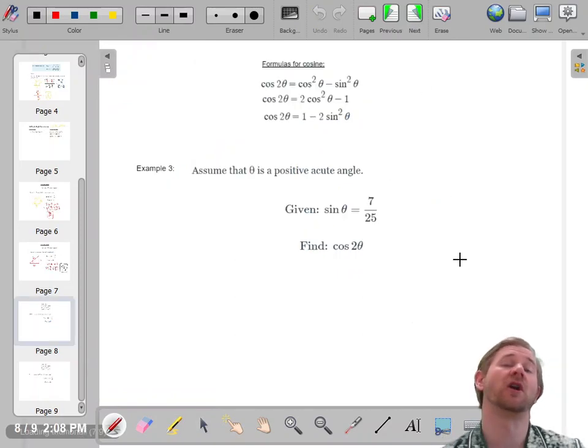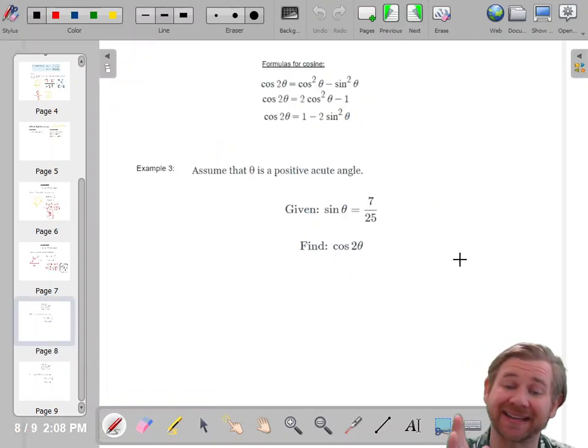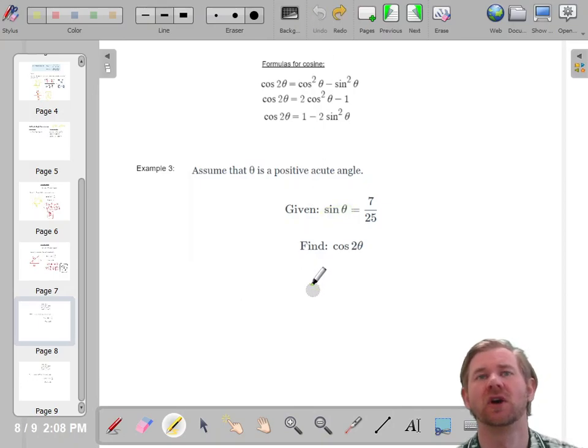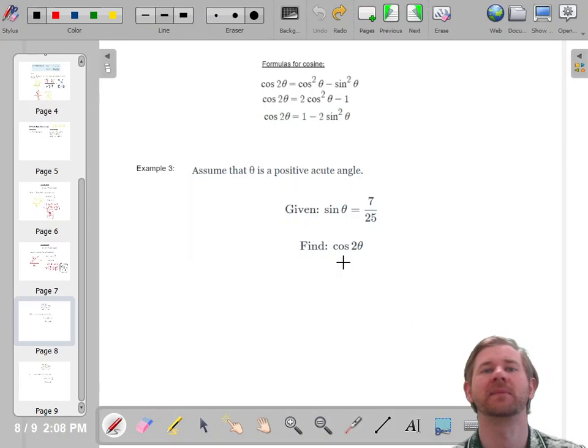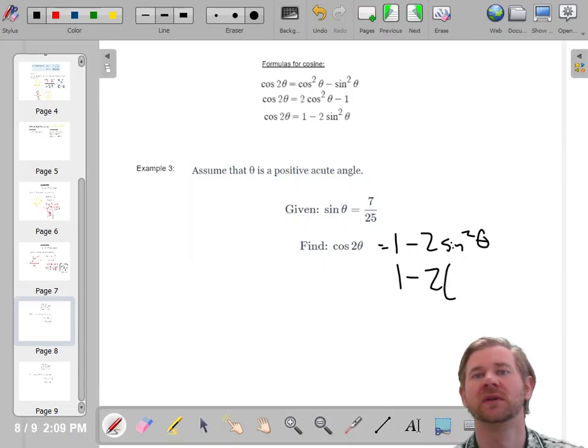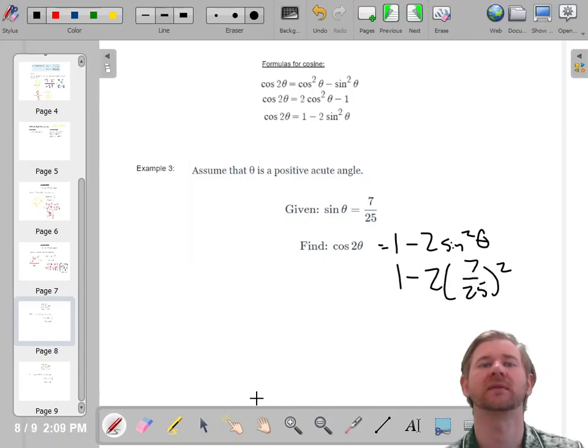Now, let's do a couple cosine problems. And this is where, like I said before, you want to work smarter, not harder. It says find the cosine of 2 theta, and they're giving you the sine of theta. So I can do it with just this formula. I don't need to know anything else. 1 minus 2 sine squared. So I'm going to think of this as 1 minus 2 times the sine squared of theta. If I pick the right one, this one only has sine in it. Well, I only have sine. 1 minus 2 times 7 over 25 squared.